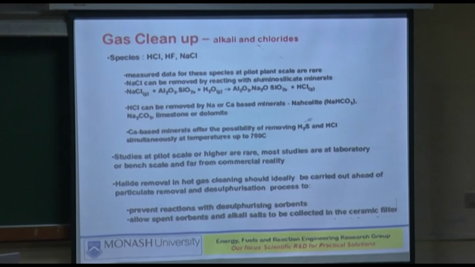Let's go into the alkali and chlorides. So what are the alkalis and the chlorides? Hydrogen chloride is the predominant one. A little bit is hydrogen fluoride, depending on if the coal is fluorinated coal. In this country, I haven't come across any fluorinated coal, not even in Australia. But sodium chloride is an issue because of the salty coal.